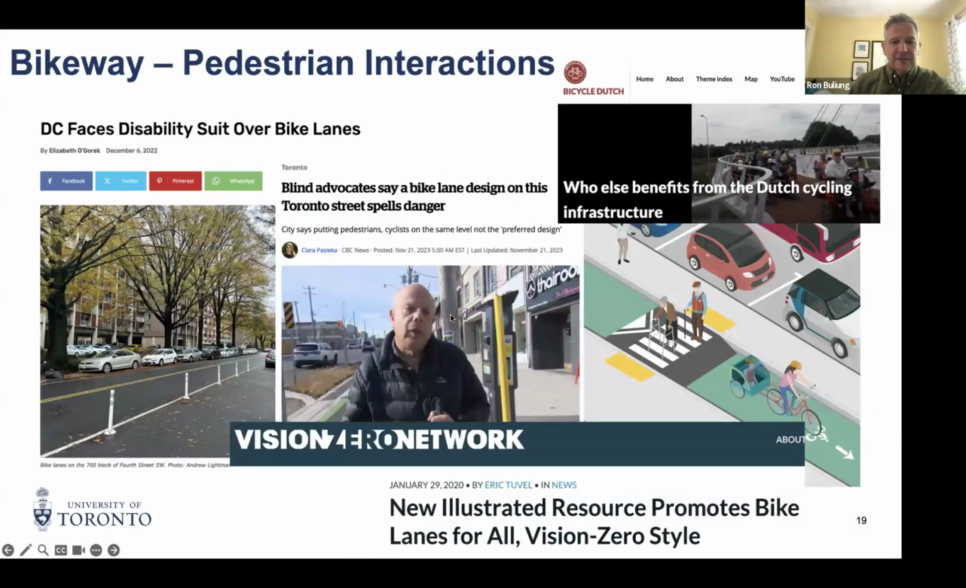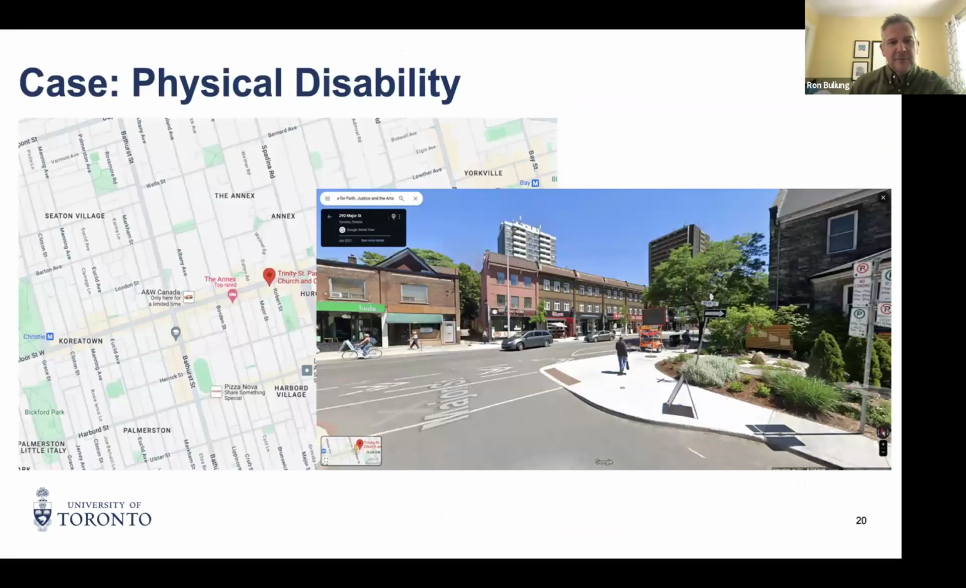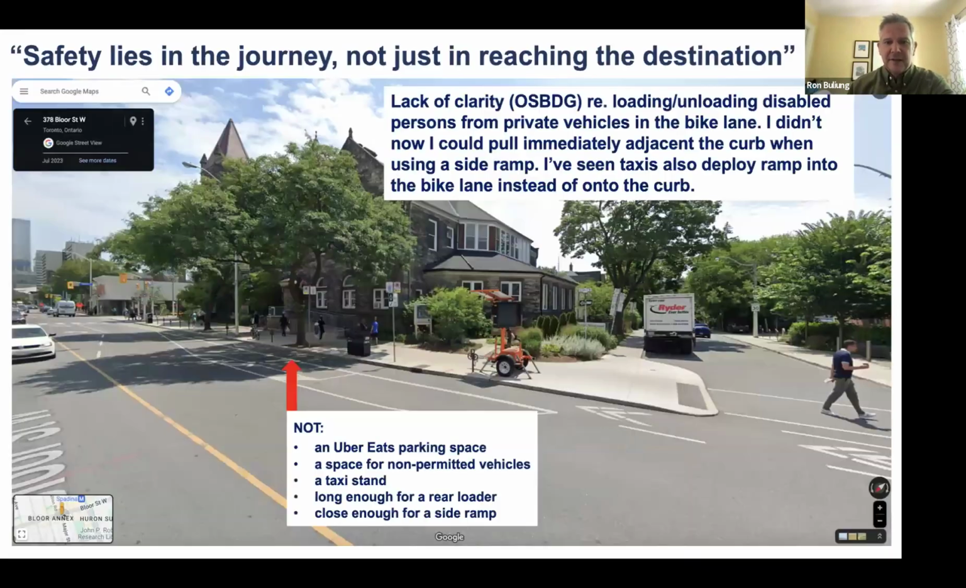All right, cases. Let's move on to bikeways and pedestrian interactions. We're going to start with physical disability. This is a case that arises from personal circumstances. This is a location in the Annex neighborhood of the city of Toronto near Spadina and Bloor. This here is Trinity St. Paul's United Church. It's a site where my children have done certain activities over time, and we've used this disabled parking space here.